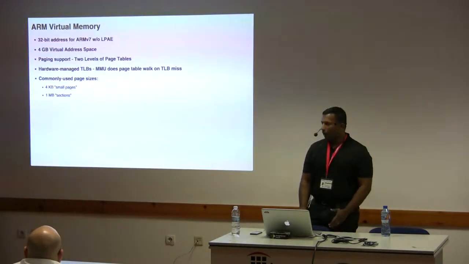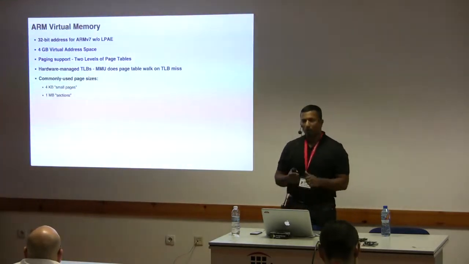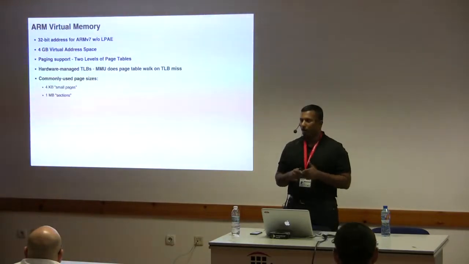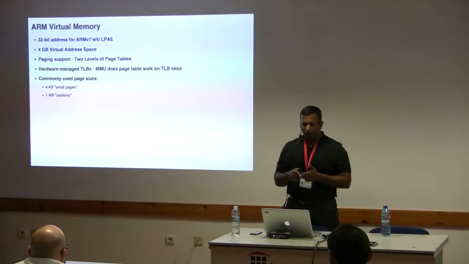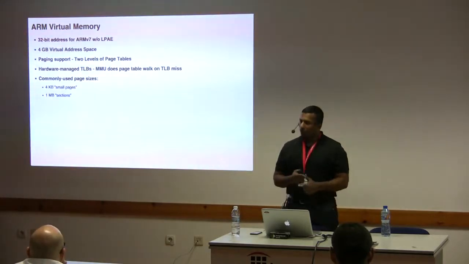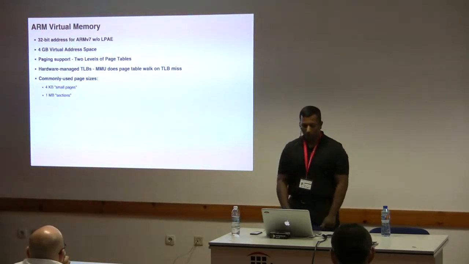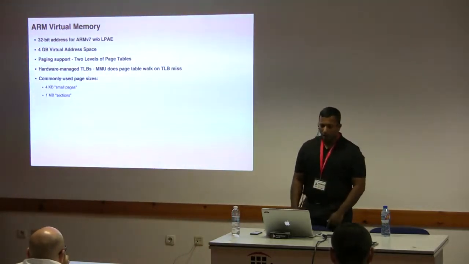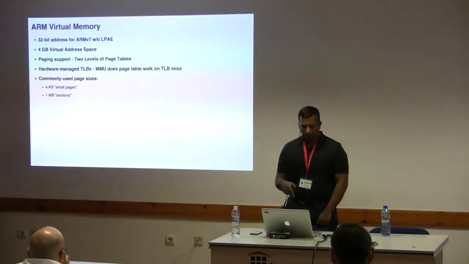So let's briefly go over ARM virtual memory. On ARMv7, you're looking at a 32-bit address if you're not using LPAE, which is the Large Physical Address Extensions. With LPAE, you're looking at a 40-bit address, but we're just going to focus on the stock ARMv7 virtual memory architecture. With a 32-bit address, you're looking at a 4 GB virtual address space. ARM has paging support. There are 2 levels of page tables. ARM calls them translation tables in the documents.